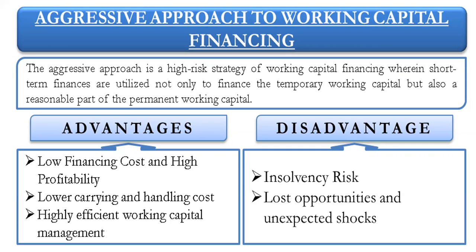What are the disadvantages of using the aggressive approach? Insolvency risk. As short-term sources are being used, there is a high risk of insolvency. Then lost opportunities and unexpected shocks. If you use short-term sources of finance for financing both temporary and permanent working capital, you are taking a huge risk and it may result in undesirable consequences. I hope the aggressive approach is clear to you.